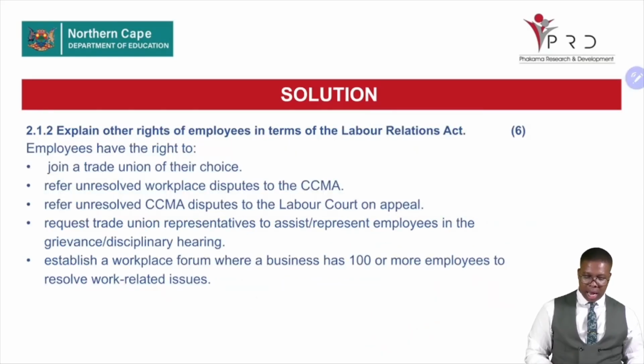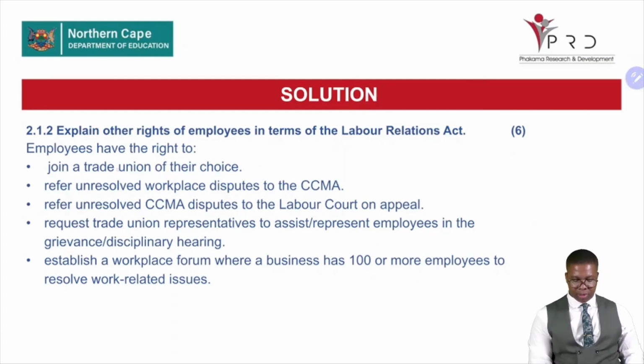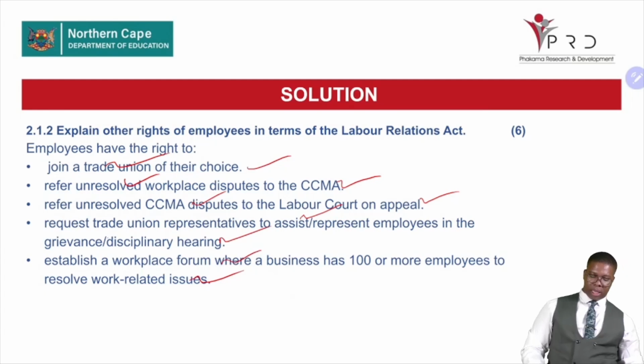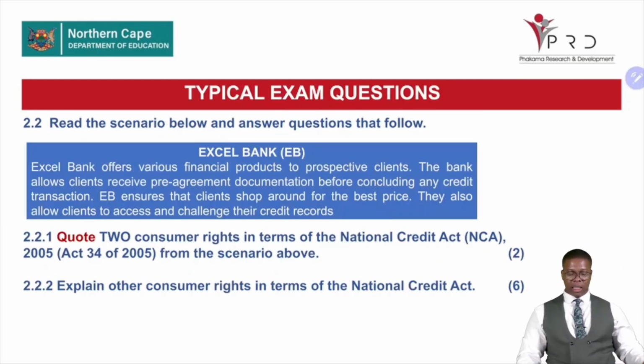Then when we explain other rights of employees in the workplace, we say employees have a right to join a trade union of their choice, and they have a right to refer unresolved workplace disputes to the CCMA. They have a right to refer any unresolved CCMA dispute to the Labor Court on appeal, and they have a right to request trade union representatives to assist and represent employees in a grievance or disciplinary hearing, and they also have a right to establish a workplace forum where a business has 100 or more employees to resolve work-related issues.